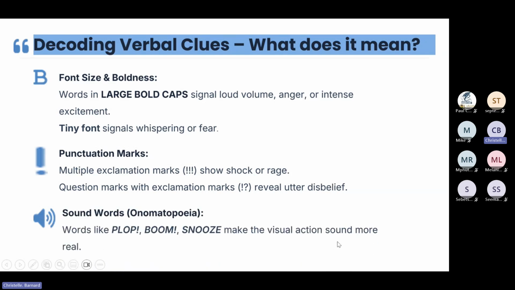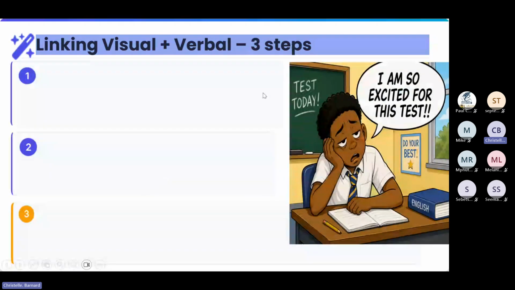And remember the sound words: plop, boom, snooze. It's the visual action. It makes it sound more real. In other words, that onomatopoeia word makes what you see sound more real. And here's an example where we're going to use the 3 steps. Remember, the first one is we look at the visual clue, identify the visual clues. So let's quickly look at the visual clues.